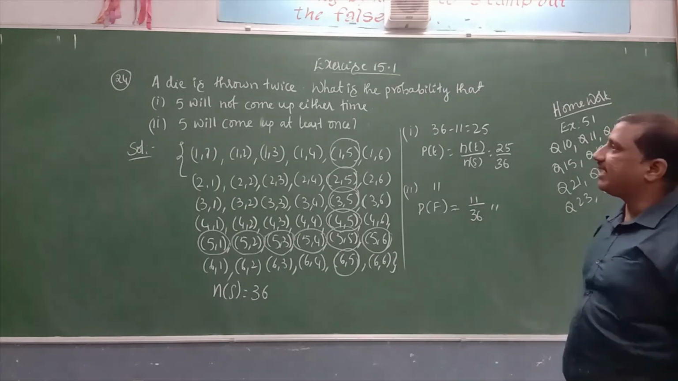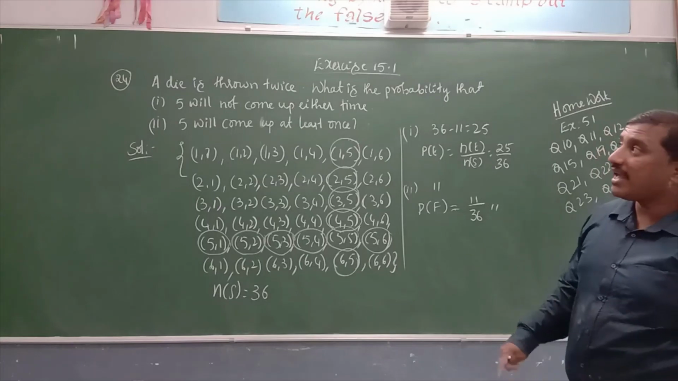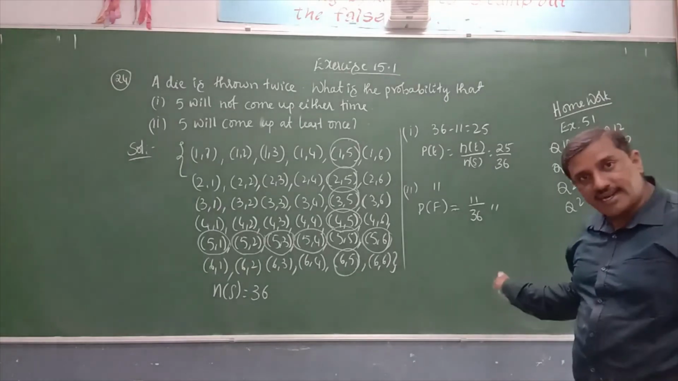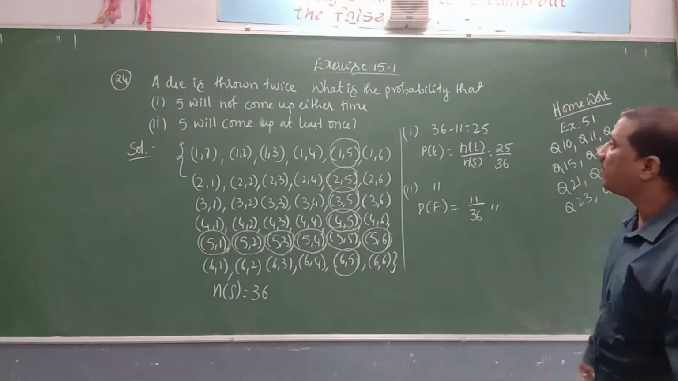Yes? So like this we find probabilities when 2 dice are thrown simultaneously. One die thrown twice is treated as 2 dice thrown simultaneously. I hope you understand today's concept.